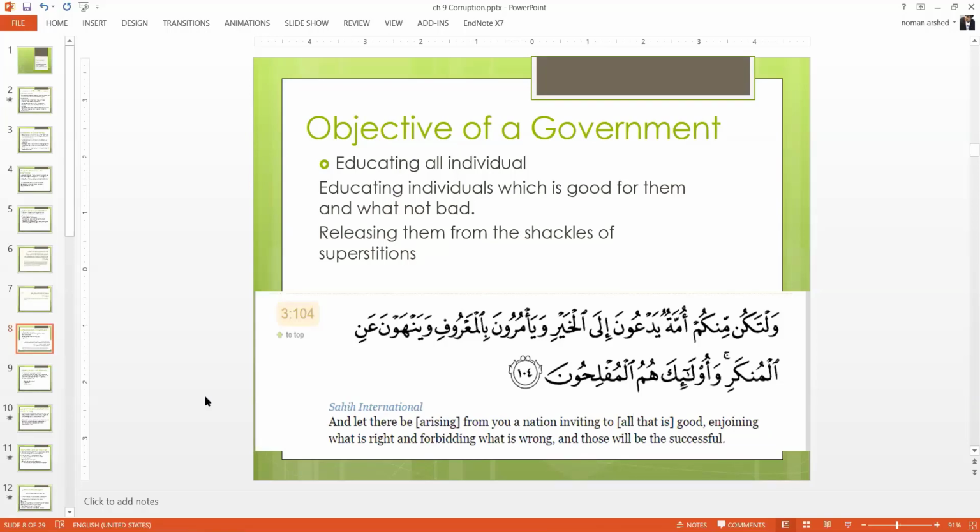So in the Holy Quran, Surah number 3, ayat number 104: "And let there be arising from you a nation inviting to all that is good and enjoining what is right and forbidding what is wrong, and those will be the successful." So it means the criteria for successfulness is that you need to extend what is good and stop what is bad.